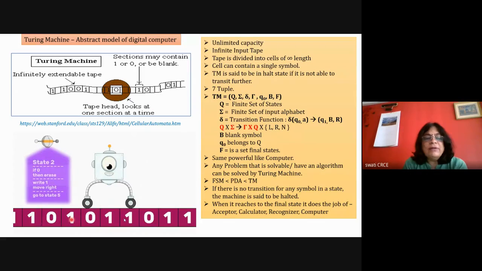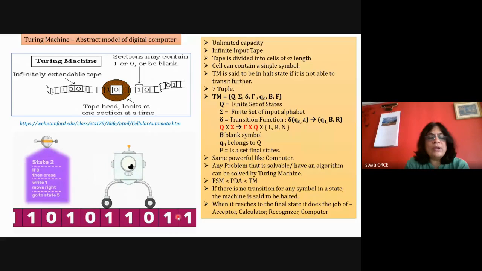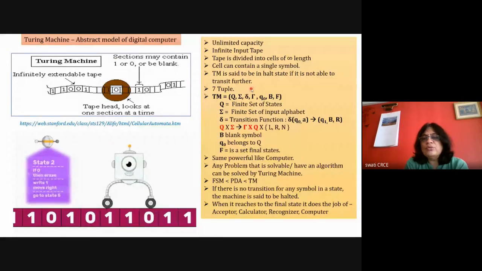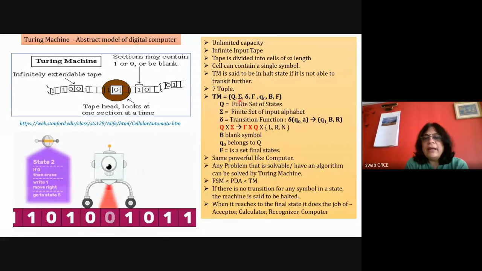Initially, you have the input string on the tape, but the read write head can go on writing something. Like your string is made up of zeros and ones, and you can have a machine which will replace 0 with X and 1 with Y. Then X and Y are the symbols belonging to rho, and 0 comma 1 are symbols belonging to sigma. I think you are understanding the difference between sigma and rho.